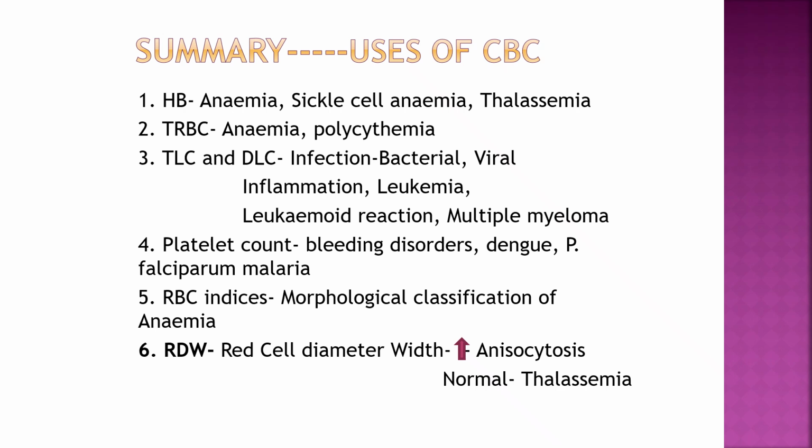Then RBC indices help for the morphological classification of anemia, whether microcytic or macrocytic. If microcytic, it can be seen in iron deficiency anemia, sickle cell anemia, thalassemia. Macrocytic can be seen in megaloblastic anemia, hemolytic anemia. Then RDW, that is red cell distribution width, is an important parameter, which can be calculated only by the automated cell counter machine, and if it is increased, it is seen in anisocytosis; in thalassemia, it is normal. So these are the uses of the complete blood cell count.